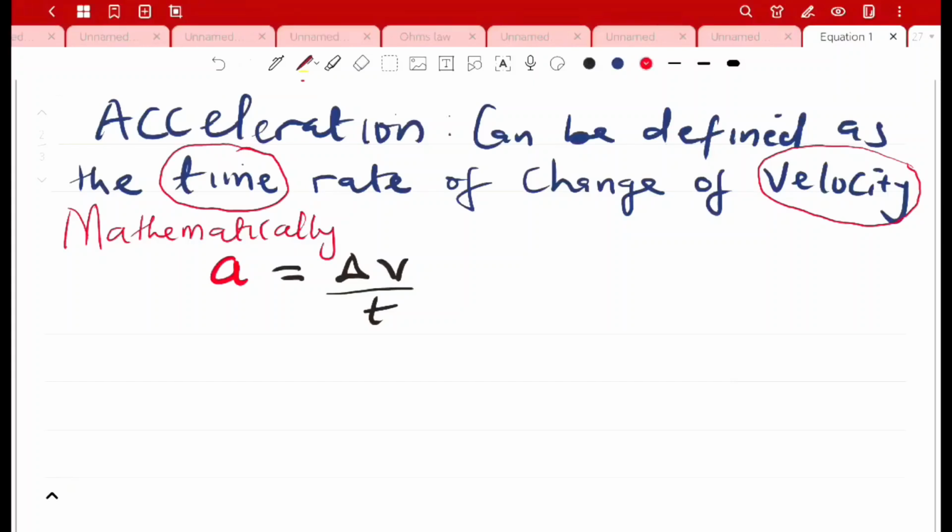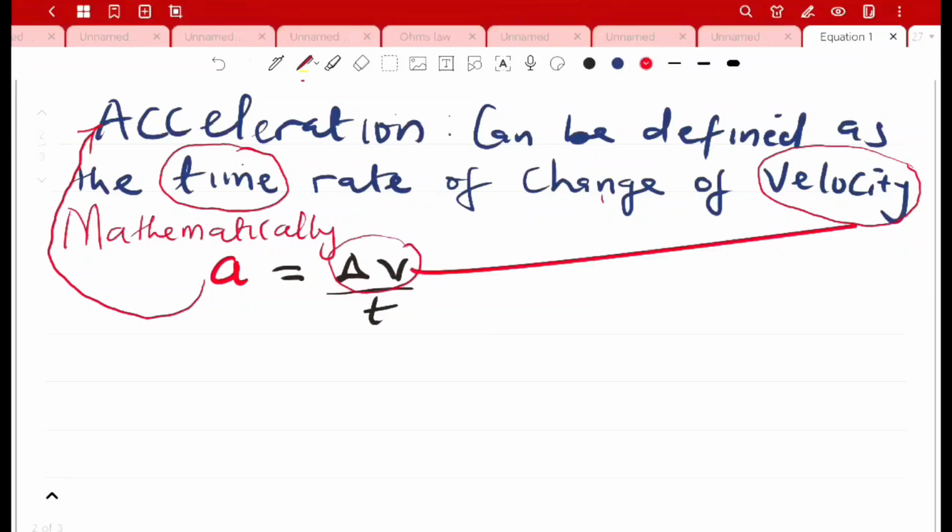Acceleration, as you can see, the small letter A is gotten from acceleration itself. Then delta V is gotten from change of velocity. Can you see that? Delta is a Greek alphabet. Then we have time, and of course it's gotten from time.